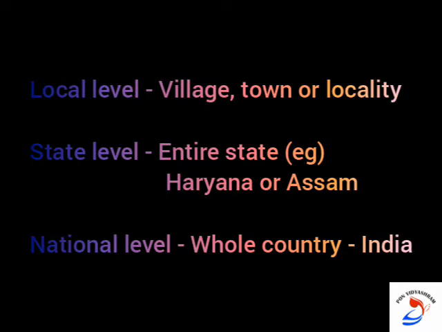What is local level? The local level means in a village, town, or a locality. The state level would mean that which covers an entire state like Haryana or Assam. The whole state will be under one government. Like we have the Tamil Nadu government, there is one government for one state, and the national level relates to the entire country. So the entire country will be under one government, which is the national level, and is also called the central government.